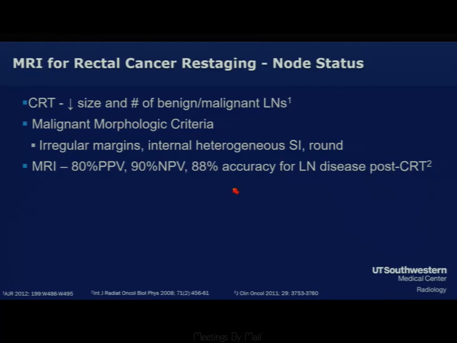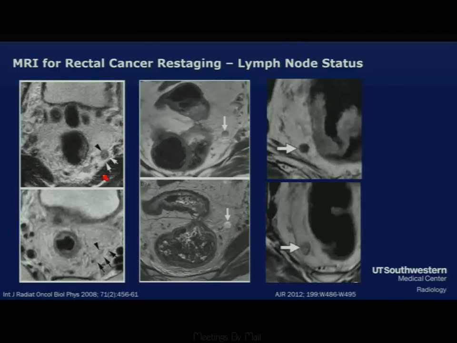MRI has decent accuracy for demonstrating lymph node disease after chemoradiation. Patients that have positive lymph nodes on post-chemoradiation MRI have a lower disease-free survival than patients that don't. So here are some examples from the literature. A lymph node in the periphery here completely disappears, and additional smaller nodes are quite gone as well.